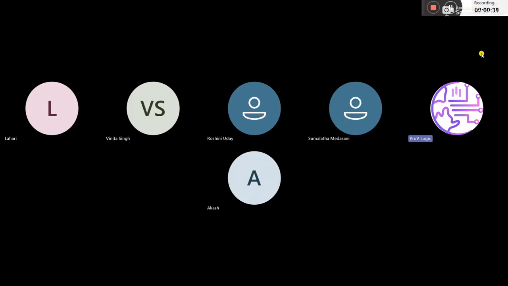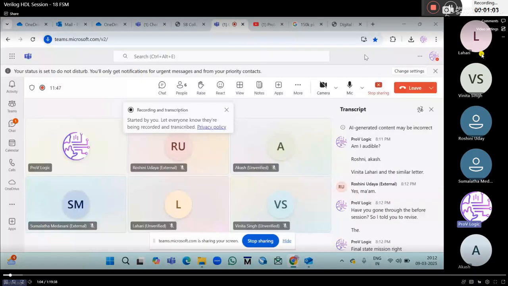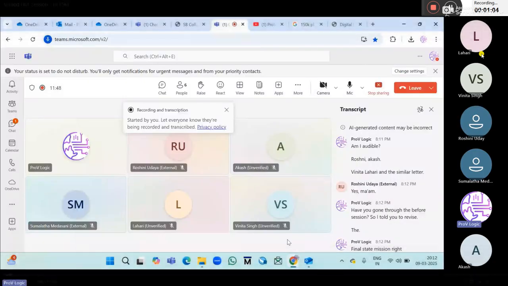Am I audible? Roshini, Akash, Vinita, Lahari, and Sumalata. Yes, ma'am. Have you gone through the previous sessions? I told you to revise the finite state machine, right? Did you understand the overall concept?